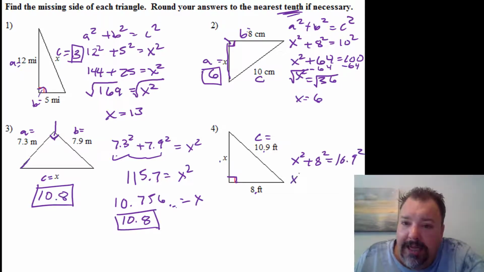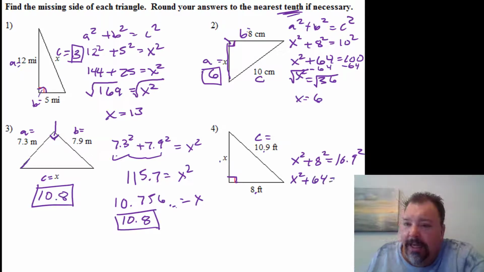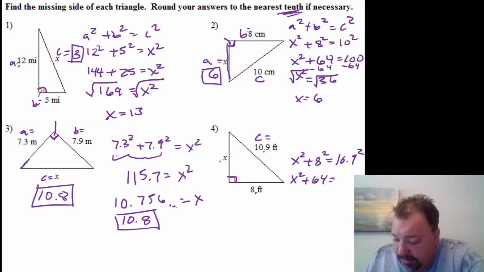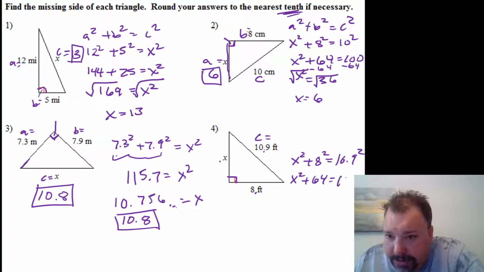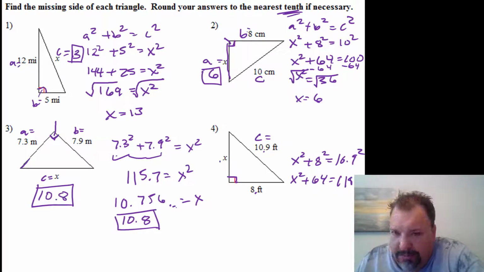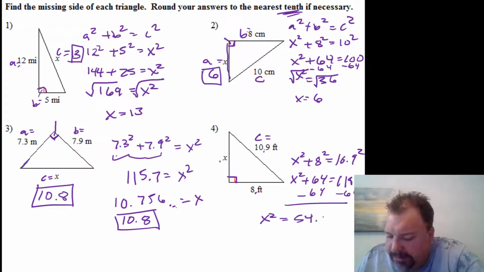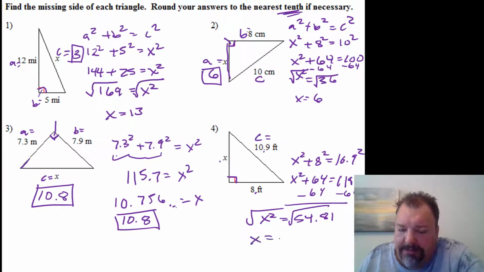And we've got x squared here, we've got 64, and on the right side I've got to square out 10.9 squared. That comes out to 118.81. Make sure you're not rounding until the very end, and I'm going to subtract off 64 from that. So take 64 away from both sides. That's going to give us x squared is equal to 54.81. And then we're going to take the square root of 54.81.